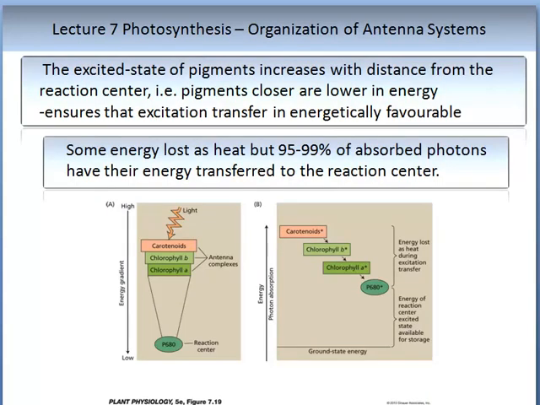Take some time to have a look at the image on this screen, as it shows the excited state of pigments. The excited state of pigments increases with the distance that they occur from the reaction center. Put simply, if a pigment is closer to the reaction center, it is lower in energy. This ensures that the excitation transfer is energetically favorable. Some energy is lost as heat. This is about 95 to 99% of all energy.